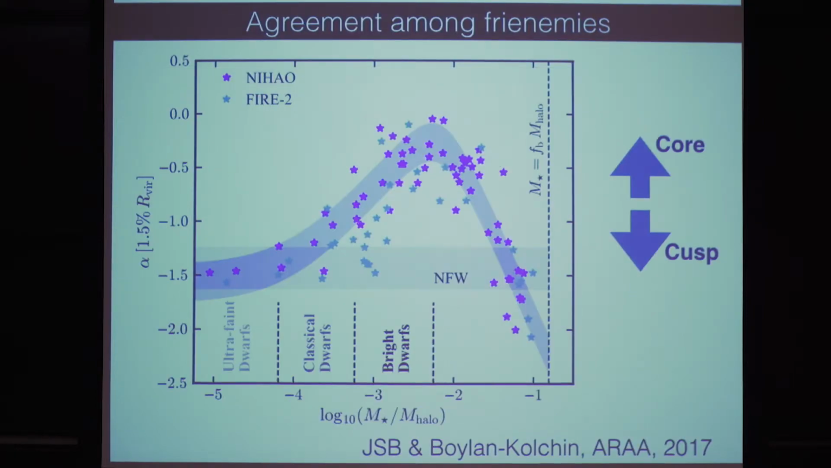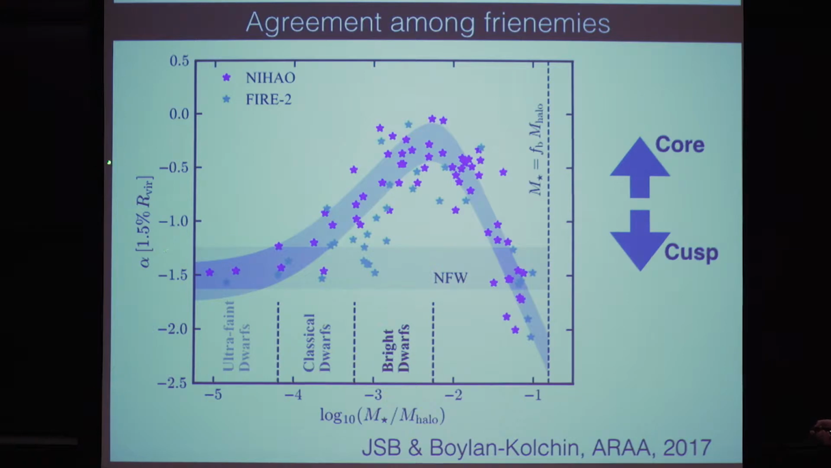In fact, what's plotted here is a combination, looking at 2 different simulation suites done by 2 different groups that I've called frenemies. You get 2 simulation groups together, they're constantly nitpicking each other, my simulation is better than your simulation. So they're kind of on the same team, but they really don't believe each other. But anyway, this is the NIHAO group, and this is the FIRE group.